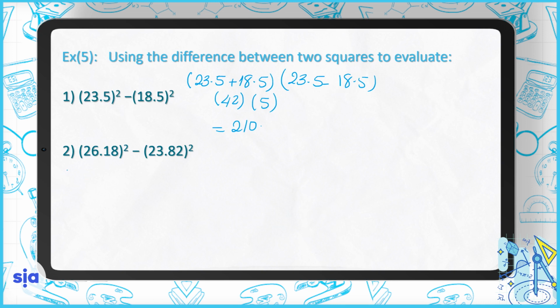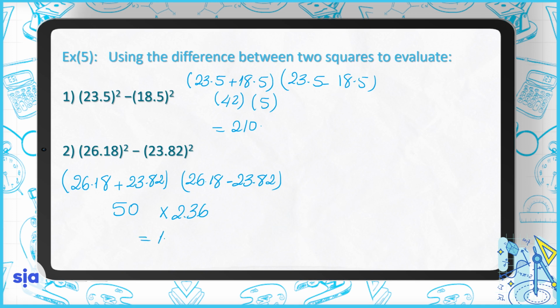Question 2. As difference between two squares, 26.18 plus 23.82 multiplied by 26.18 minus 23.82. If you multiply the two brackets together, this will be 50 multiplied by 2.36, which is easily 118.